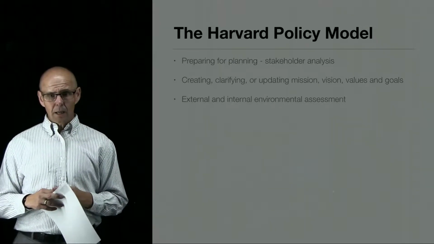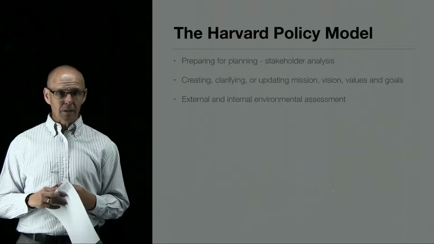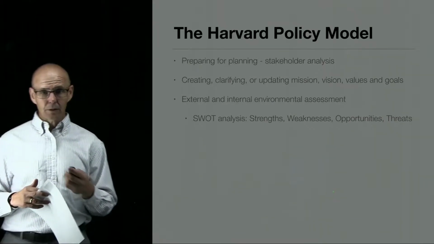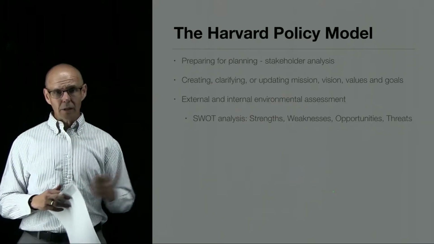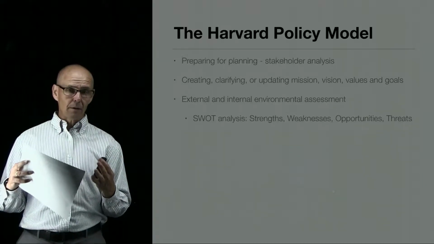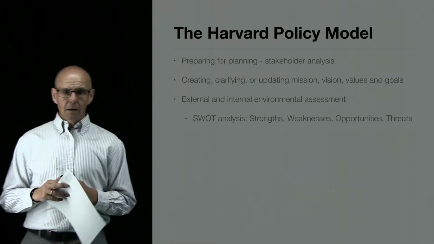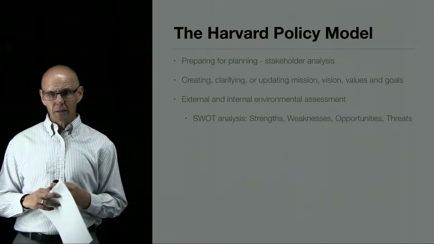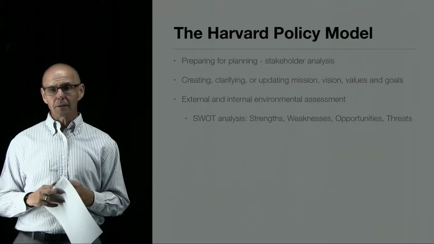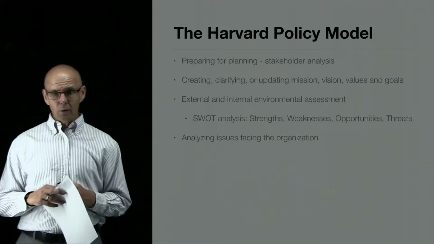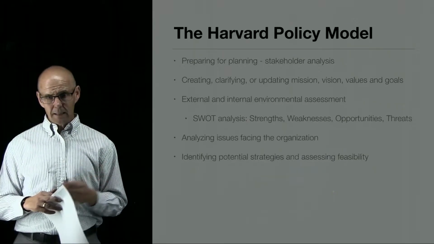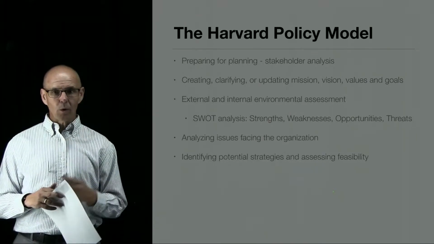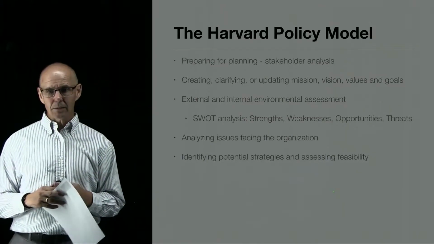This model also includes some environmental scanning, environmental analysis, both internally and externally. Typically the way organizations do that is they engage in a SWOT analysis, looking at the organization's strengths, weaknesses, opportunities, and threats. Strengths and weaknesses are primarily aimed at your internal environment. Opportunities and threats are looking at what's out there in the external environment. There are some other things that can be involved in your environmental scan as well, trend analysis and those sorts of things. Another step is then obviously doing the hard work of analyzing the issues that are facing the organization, and then, logically, identifying what some of the potential strategies are for dealing with those, and assessing which of those strategies are the most feasible, the best actions to take.